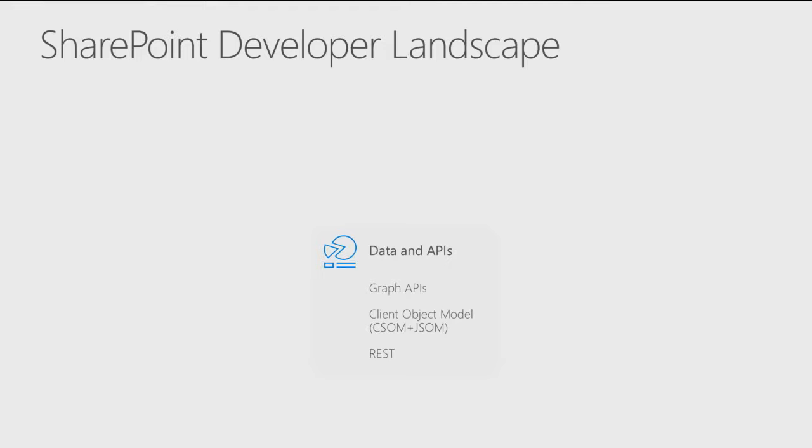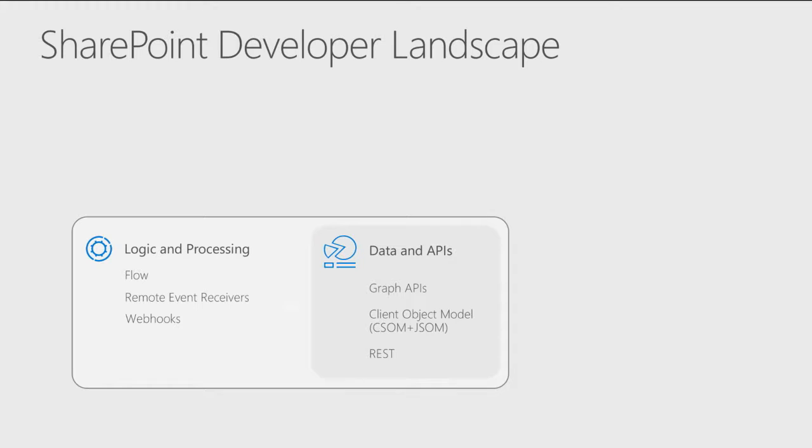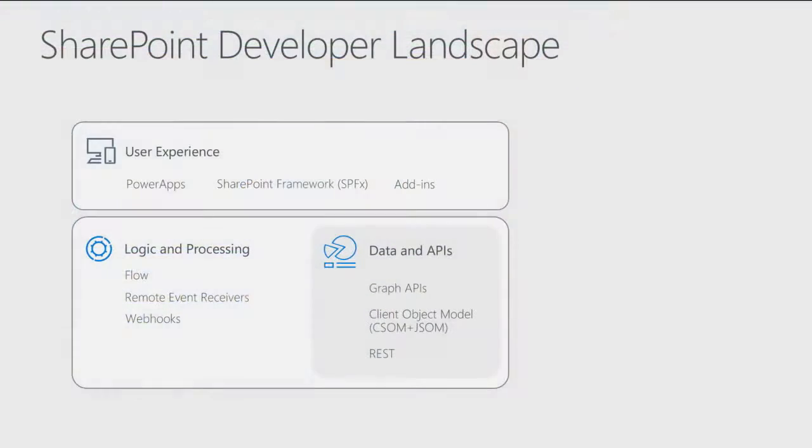Now, when we look at the SharePoint developer landscape all up, we start with the data and APIs that are available to developers. These are Graph APIs, Client Object Model, known as CSOM, that's available in both .NET and JavaScript forms, as well as REST APIs. Now, what we're going to talk about is the layer that sits above that, the logic and processing layer. And there's a number of tools here like Flow, like remote event receivers, and webhooks that we'll talk about through this presentation. If you're going to build a user experience, there's tools such as Power Apps and SharePoint Framework and add-ins that complement that underlying logic in those APIs that you have that you're working with.